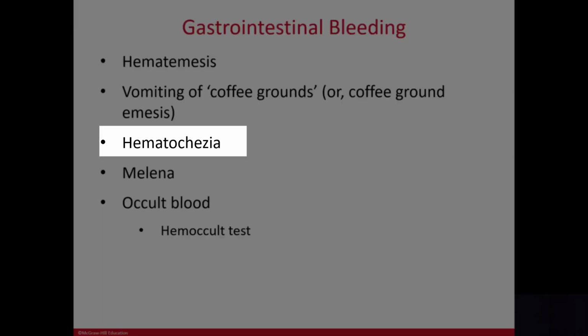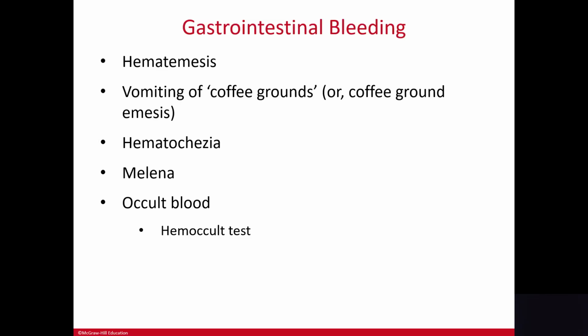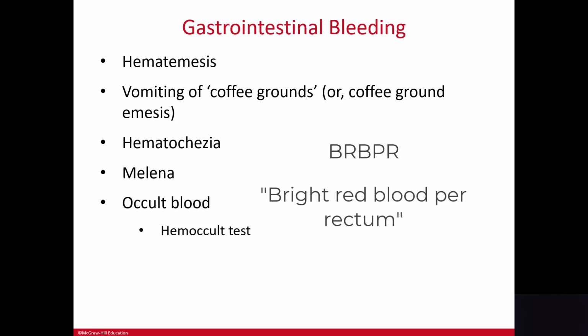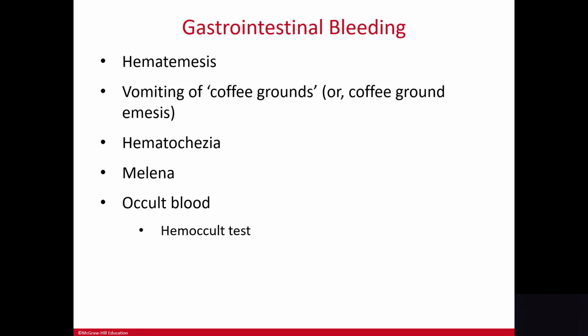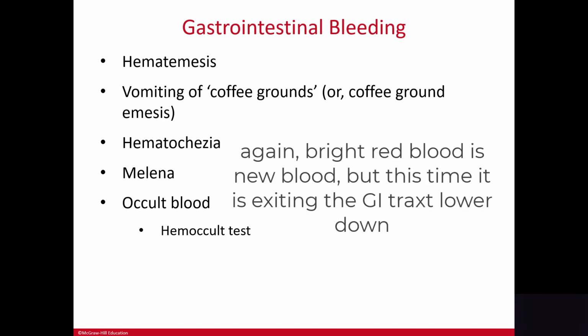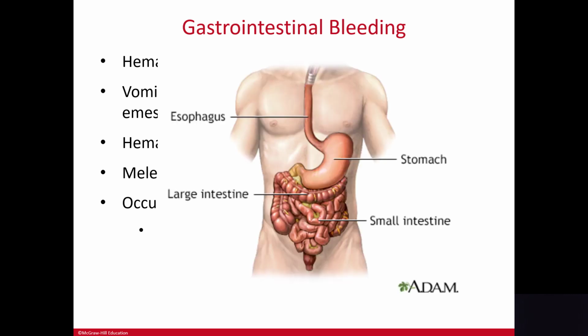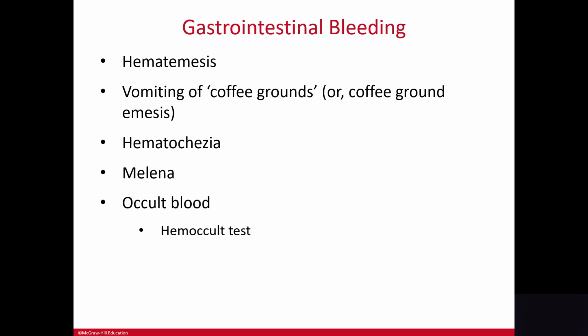Hematochezia is the passage of bright red bloody stools, and sometimes you may see the abbreviation BRBPR, which means bright red blood per rectum, and that's exactly what it sounds like. It's passing bright red bloody stools or blood clots from the rectum, and this obviously indicates a lower GI bleed, or passing blood from the lower large intestine, the sigmoid colon, the rectum, or the anus. So the bleeding is much further down the GI tract and has not had time to pass through or be digested.